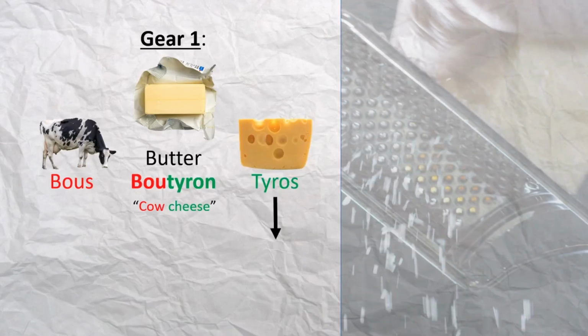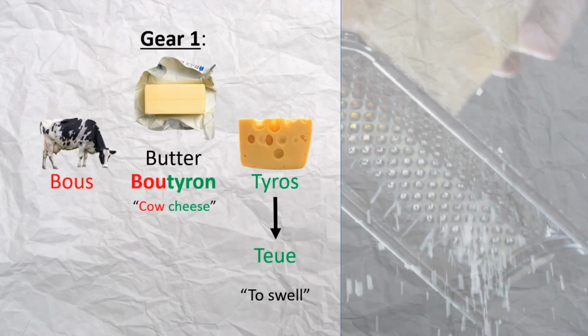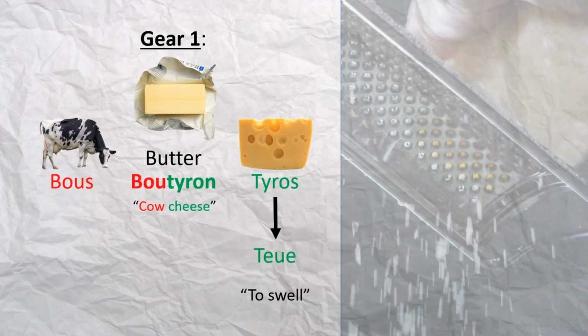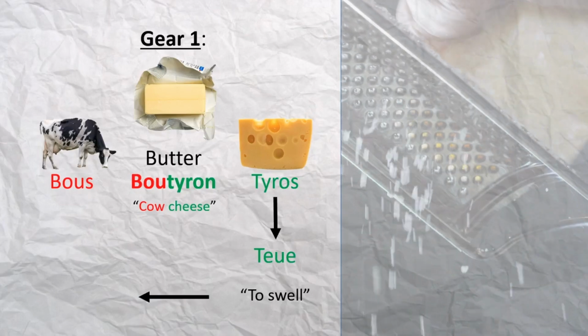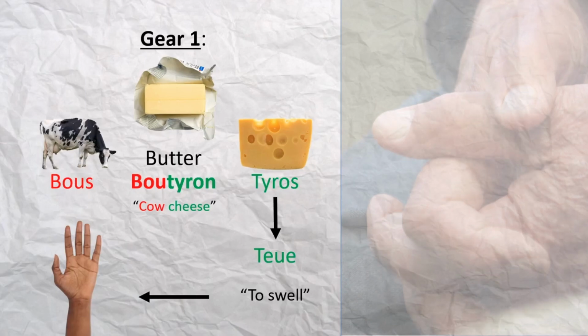Tyros comes from an even more ancient word called Teue, and Teue means to swell. The reason why they're called cheese Tyros is because cheese forms when you allow milk to clump up together. A word that links to Teue is your thumb, and if you look carefully, it's because your thumb kind of looks like a swollen finger.